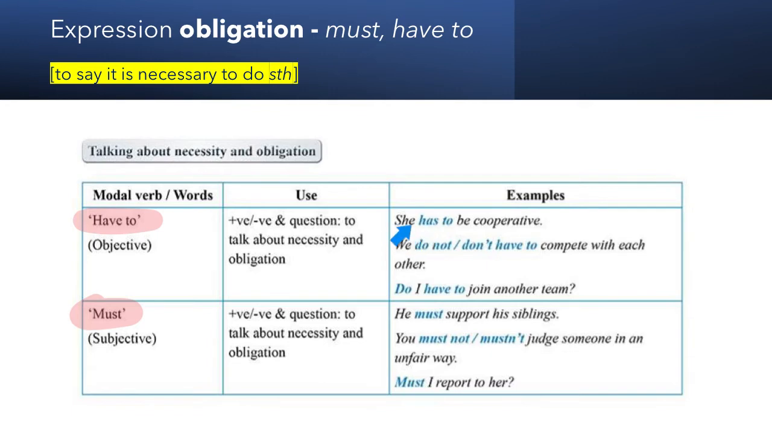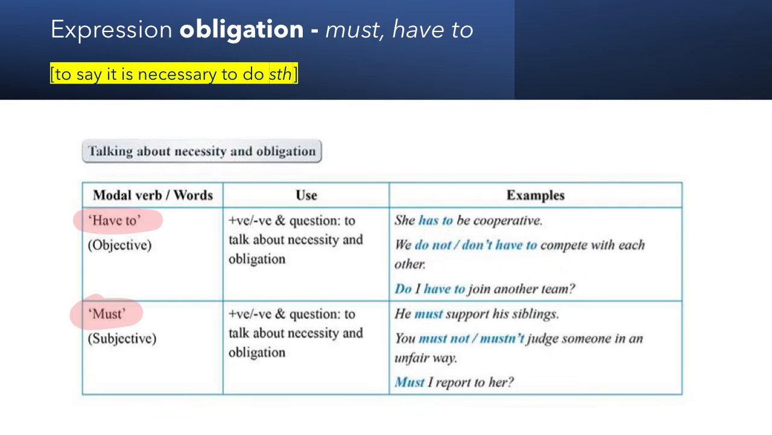After she, we need to change have to has. After has to, we use the verb in base form. The negative form of have to or has to would be do not have to or don't have to in the simple present tense. After this chunk, we use a verb in base form.